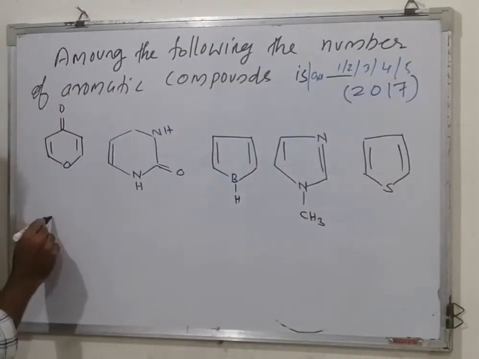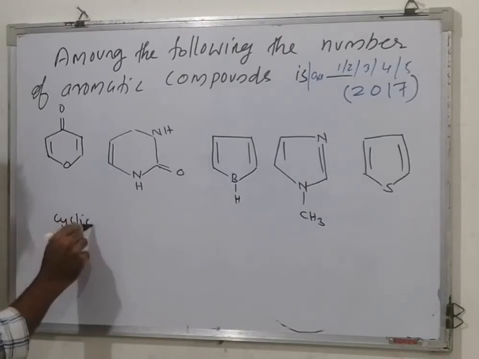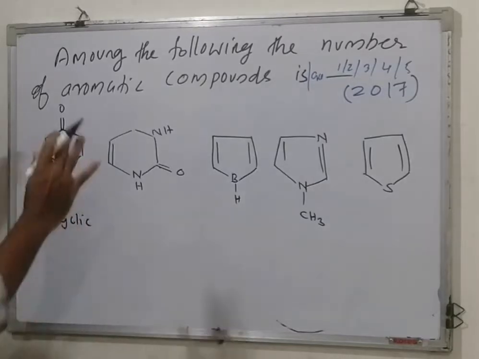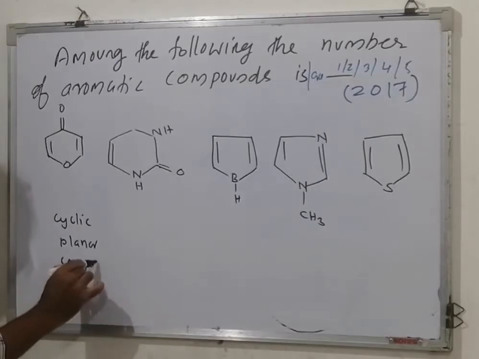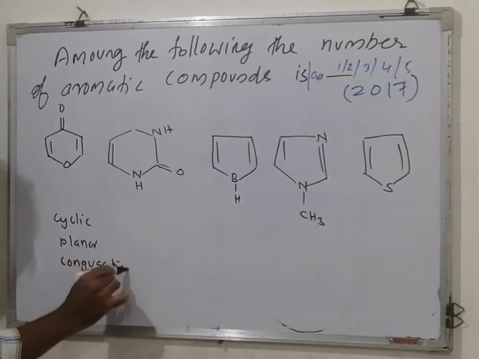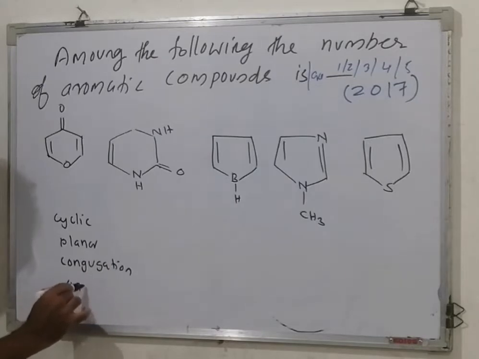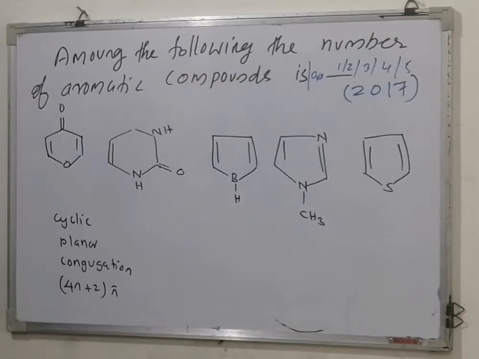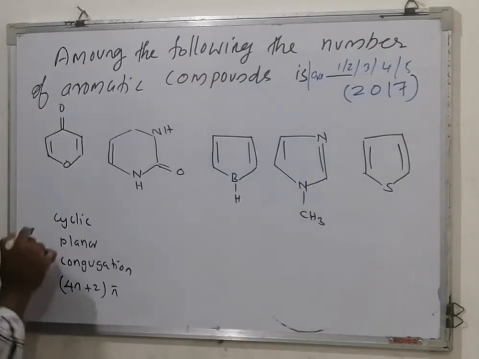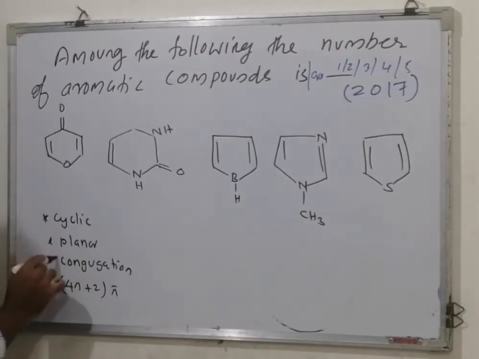You have to check 4 factors. First, is it cyclic? Yes, all are cyclic. Second, there should be planar. Third, there should be conjugation. Fourth, there should follow 4n plus 2 pi electron. If a molecule follows all these features together, that molecule will be aromatic.